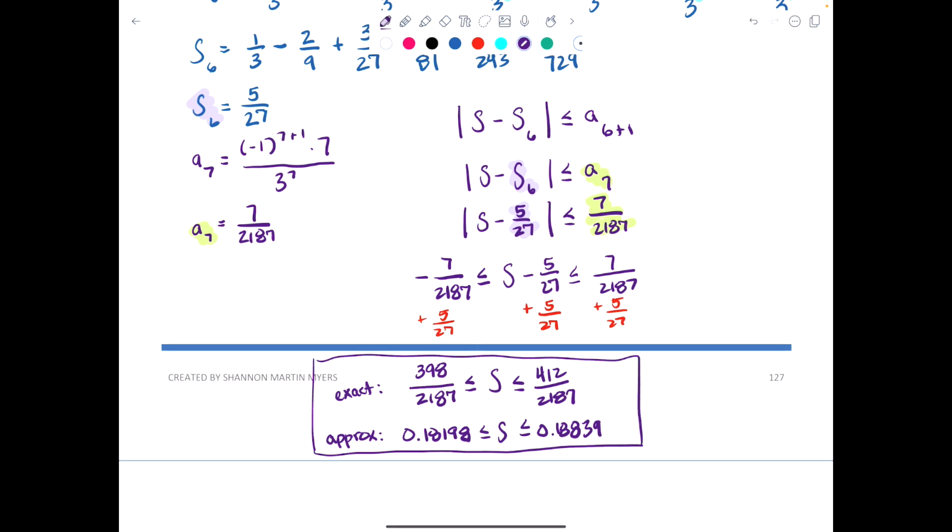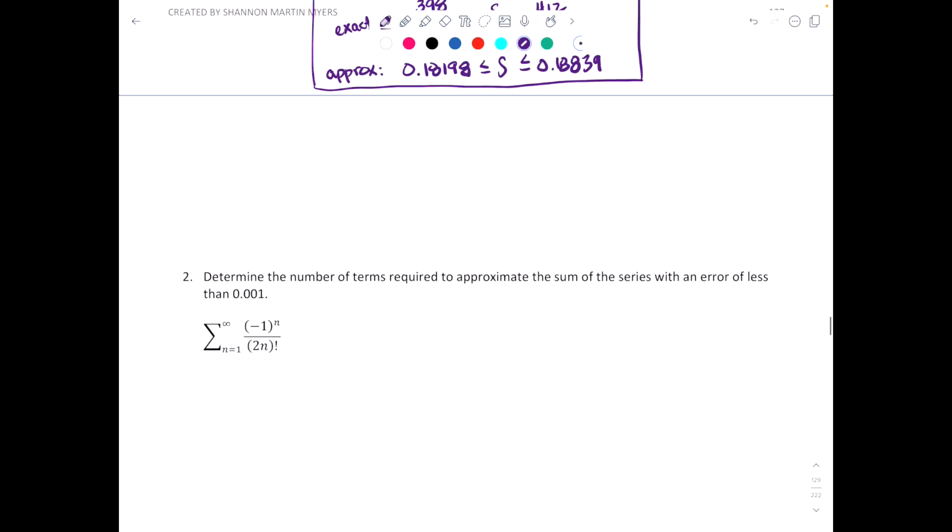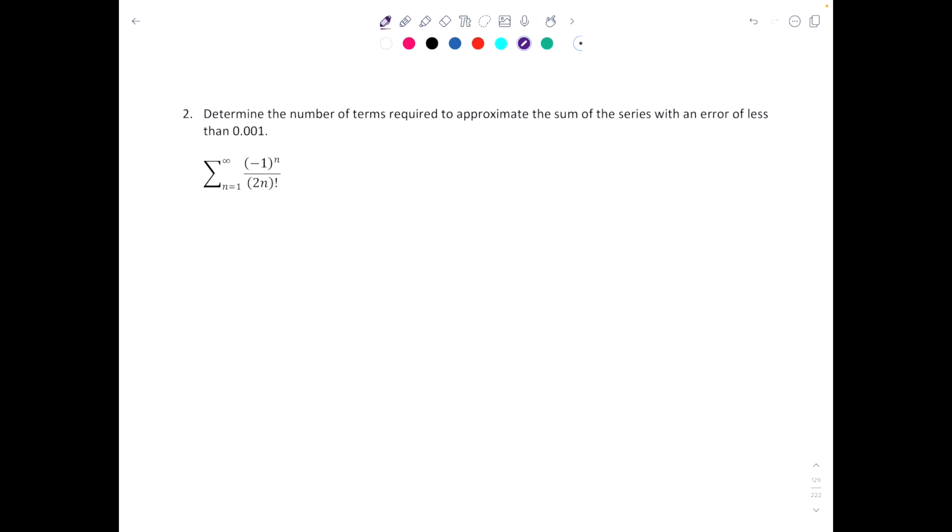So that was a situation where we knew how many terms we wanted to use, and we had to find the interval for that sum. Now, next problem, determine the number of terms required to approximate the sum.